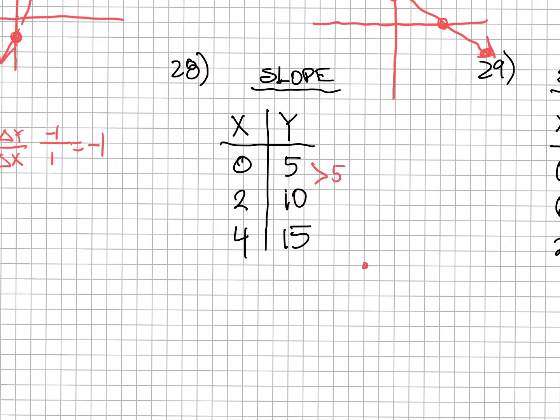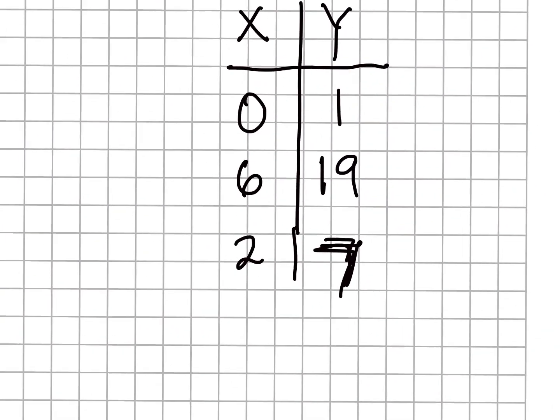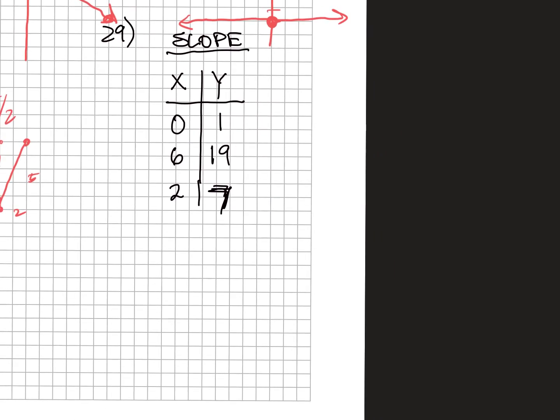Over here, the y's go up 5, so if this was on a graph, our y's would have gotten 1, 2, 3, 4, 5 taller. And our x's would have gotten over 2, so it would have been from there to there, up 5/2. So 5/2 is the slope. Okay, and this last one might be interesting.